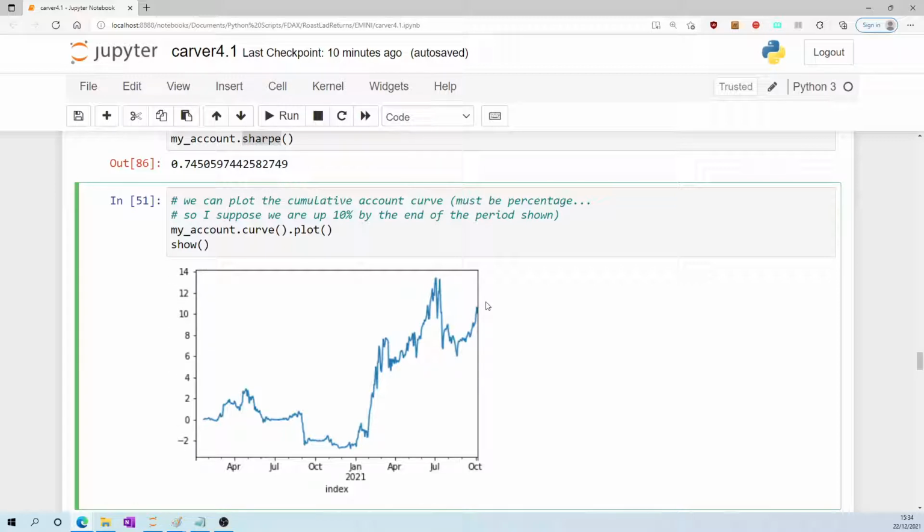We can plot the cumulative account curve, which I presume again is showing the percentage change. And therefore I would conclude that by the end of this period, based on our trading rule applied to the oil futures market, we would be up 10%. myaccount.curve.plot.